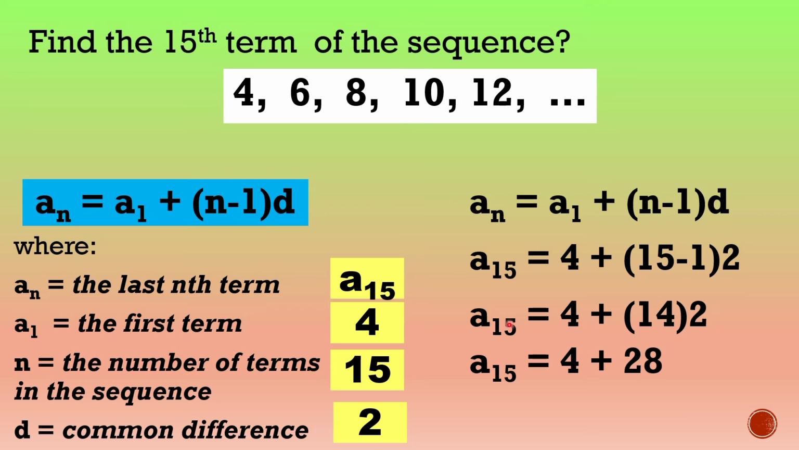So, a sub 15 is equals to 4 plus, okay, tanggalin si parenthesis by multiplying the values. 14 times 2 is 28. Ngayon, remove na natin yung natitira nating operation. So, add the two values. So, a sub 15 is equals to 4 plus 28, which is 32. So, similar lang siya na nakuha natin kanina by adding 2. Diba? A sub 15 is equals to 32.